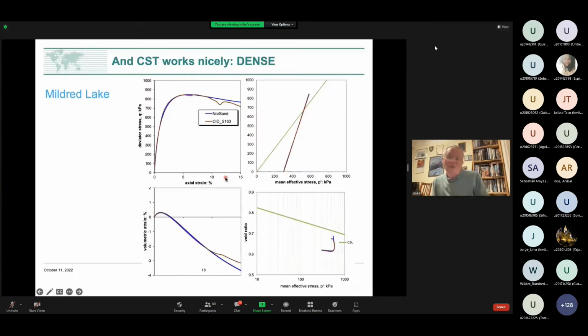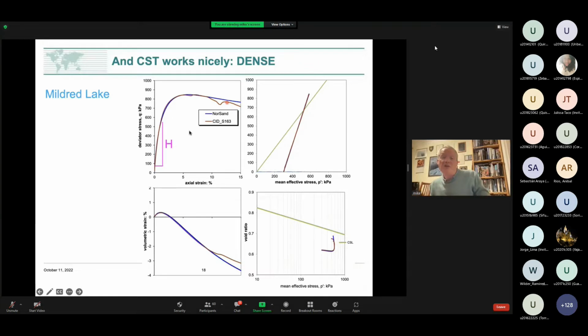How well does it work? Well, here's a test on Mildred sand. This is a very dense triaxial test, and the brown is what's measured in the lab. And you can see the lab test has a bit of a glitch around 12% strain. The blue is our theory. And it's a rather beautiful fit, I think you'll agree.